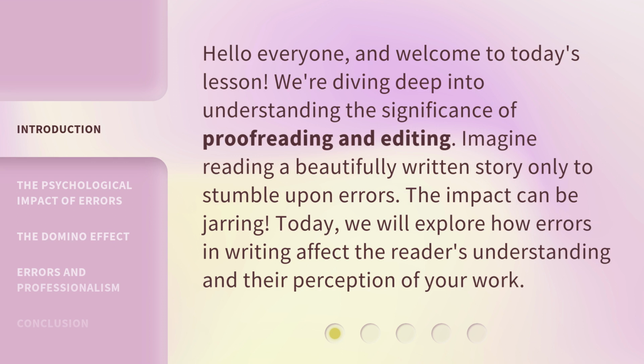We're diving deep into understanding the significance of proofreading and editing. Imagine reading a beautifully written story only to stumble upon errors. The impact can be jarring. Today, we will explore how errors in writing affect the reader's understanding and their perception of your work.